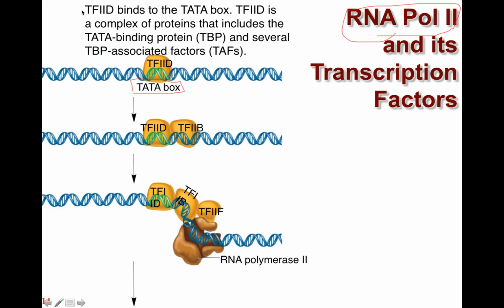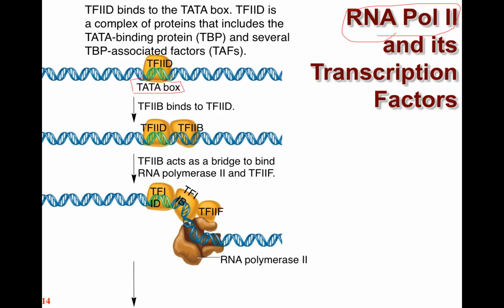Okay, so TFIID binds to the TATA box. TFIID is a complex of proteins that includes the TATA binding protein and several TATA binding protein associated factors, or TAFs. So you have TATA binding protein and TATA binding protein associated factors, and they all make up TFIID. TFIIB binds to TFIID. TFIIB acts as a bridge to bind RNA polymerase II and TFIIF.